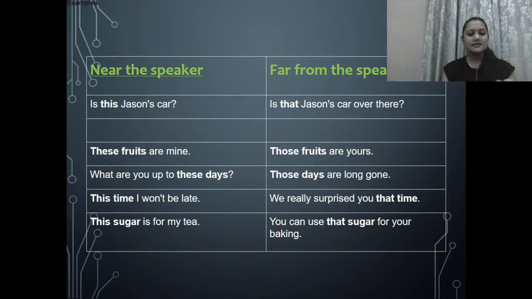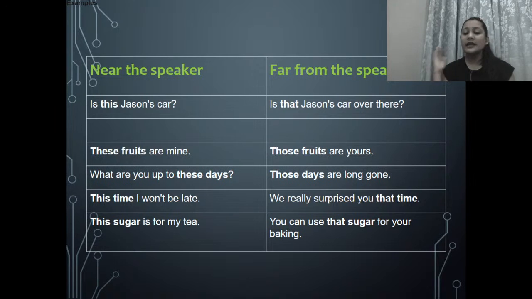Next, "This time I won't be late." Here you are talking about something that is going to happen in the very near future. I'm using the words near future; it is very close to you. That is why we have said, "This time I won't be late."